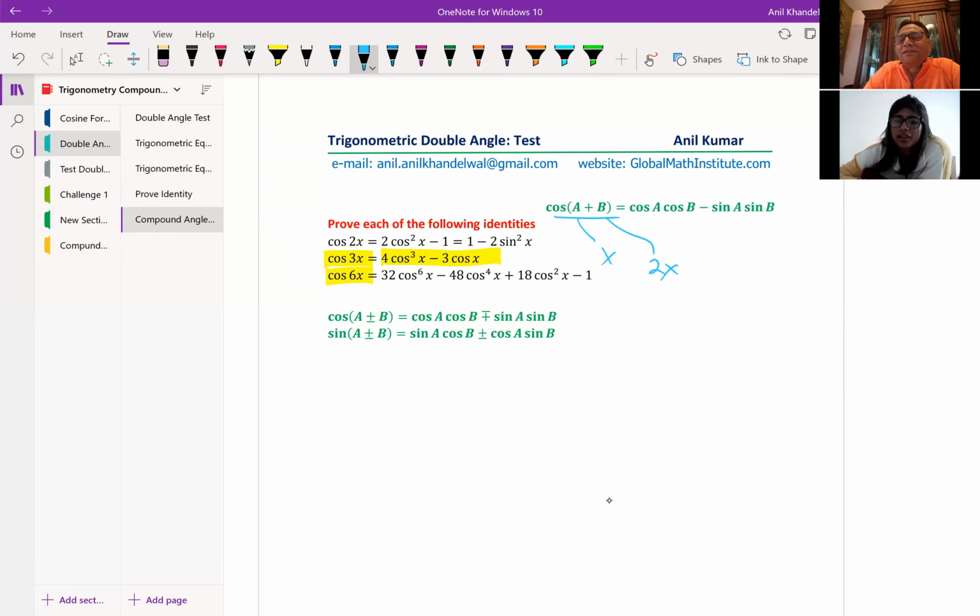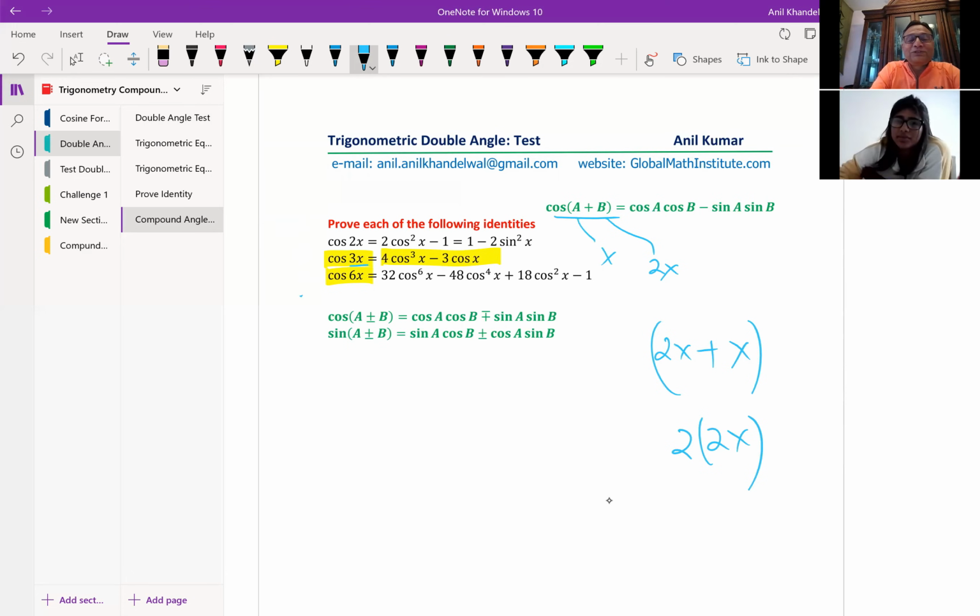Oh, okay. But how do you know which numbers to use? Does it matter? No, if you want 3x, you can write 2x plus x, it doesn't matter. It is the same thing. But let's say if it was 4x, do you have to do 3x plus x? No, 4x will be 2 times 2x. So 4x will be the double angle twice. So you have to think.